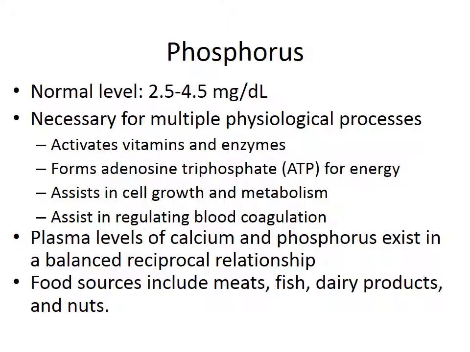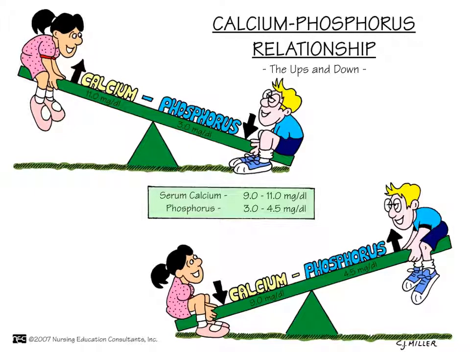Phosphorus is necessary for multiple physiological processes, such as the activation of vitamins and enzymes, the formation of adenosine triphosphate or ATP for energy within the cell. It's necessary for assisting in cell growth and metabolism and in regulating blood coagulation. Plasma levels of calcium and phosphorus exist in a balanced reciprocal relationship. In other words, if the calcium is high, the phosphorus will be low. Food sources of phosphorus include meats, fish, dairy products, and nuts. This slide shows the inverse relation of calcium and phosphorus in the body.